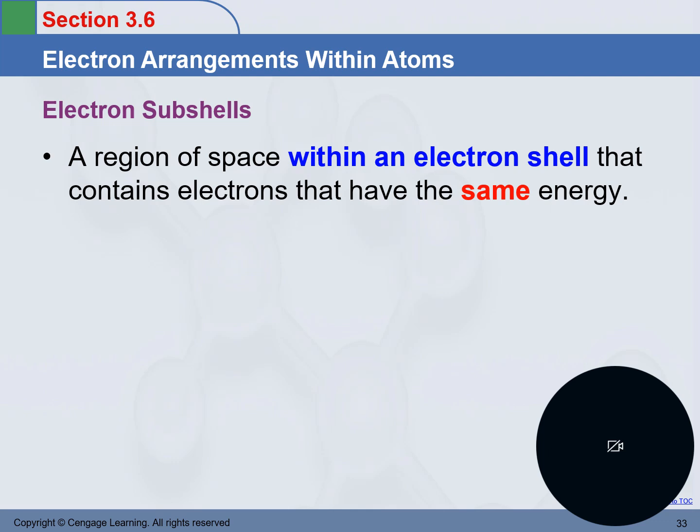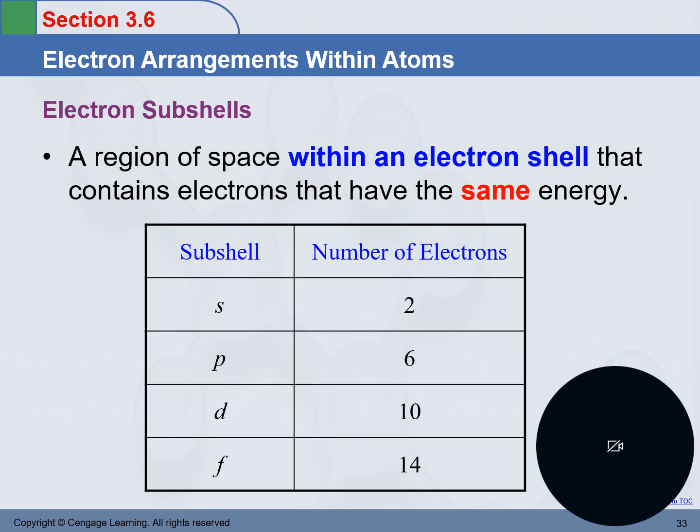Within each shell, electrons can be further divided into electron subshells, and these are much more restricted areas of space within each electron shell that contain electrons that have the same amount of energy. There are 4 different types of subshells for our class: S, P, D, and F, and we labeled those on our periodic table a while back, if you remember. The maximum number of electrons within each subshell is given to the right in the chart. So the S has a maximum number of electrons of 2, P 6, D 10, and F has a maximum number of electrons of 14.